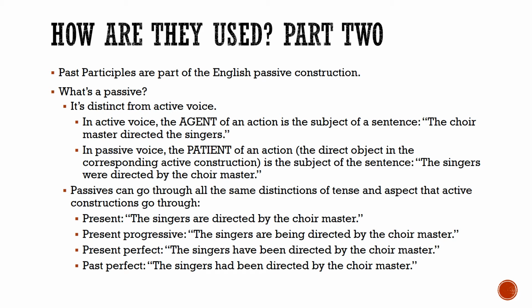The choir master directed the singers. Directed is a transitive verb. Choir master is the agent of that verb. And the patient, the direct object, are the singers. Now, in passive voice, the patient of an action, which had been the direct object in an active construction, is the subject of the sentence. The singers were directed by the choir master, right? Now, you may have heard lots of things about don't use passive voice or use passive voice in particular contexts.